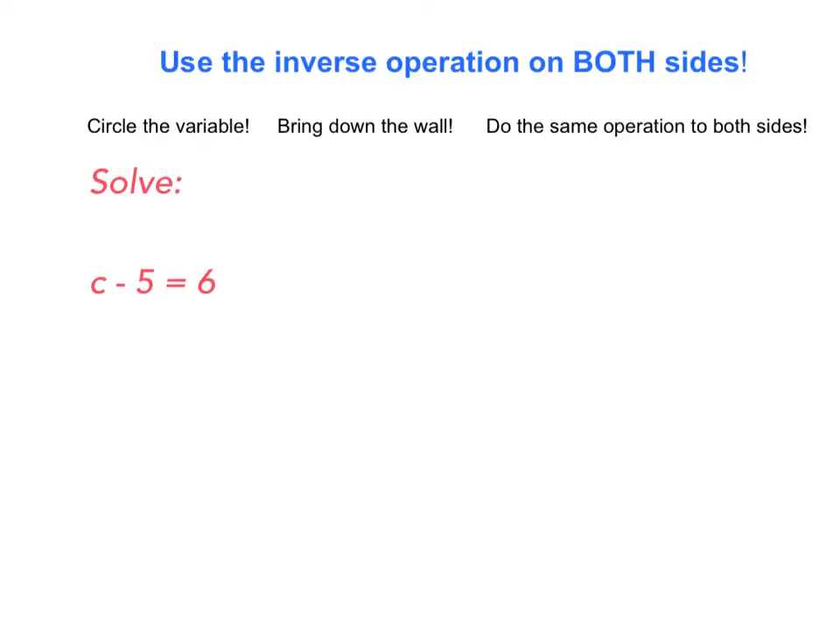It is very important that you watch as I solve for C. So I'm going to go ahead and rewrite the problem. C minus 5 equals 6. And the first thing I'm going to do is circle my variable, and I am going to bring down this equal sign, which is going to also be my wall.